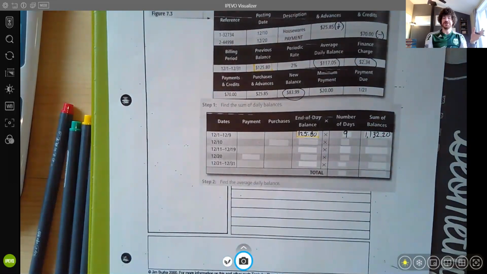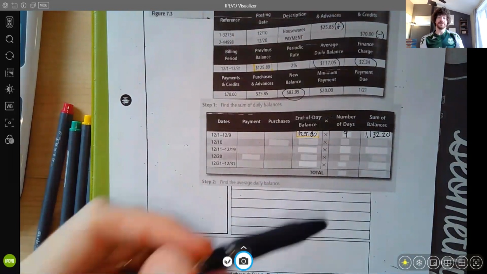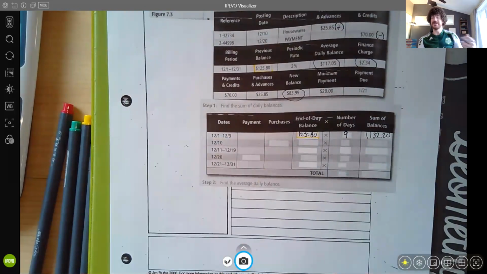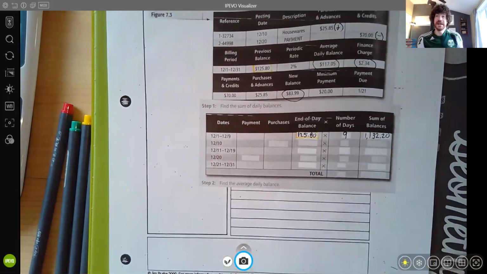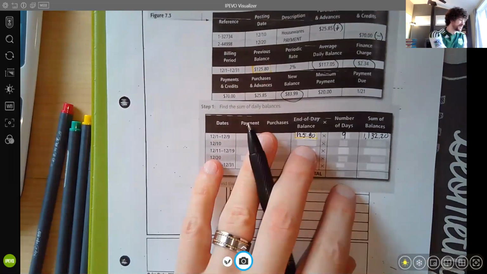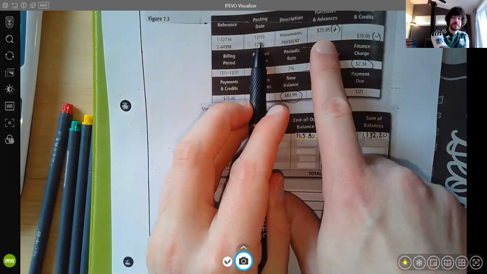Because what we're going to end up doing is finding the average of how much money was owed on the account, the average for one day over the entire month. And so we need to add together all of the balances across the entire month. Now the first 9 days, it was all the same, so we can just multiply those together to get this number here. On the 10th, there was a purchase.